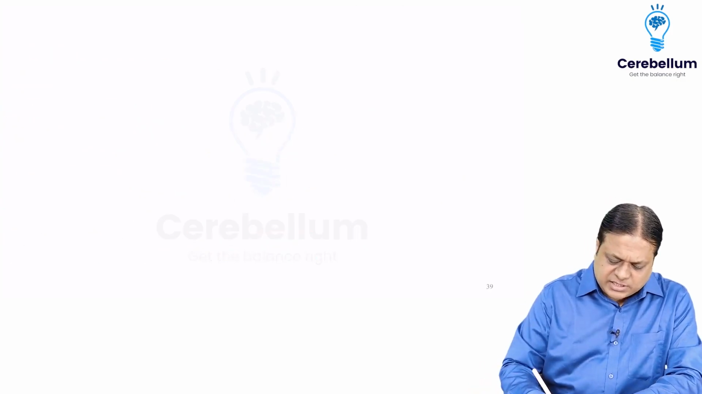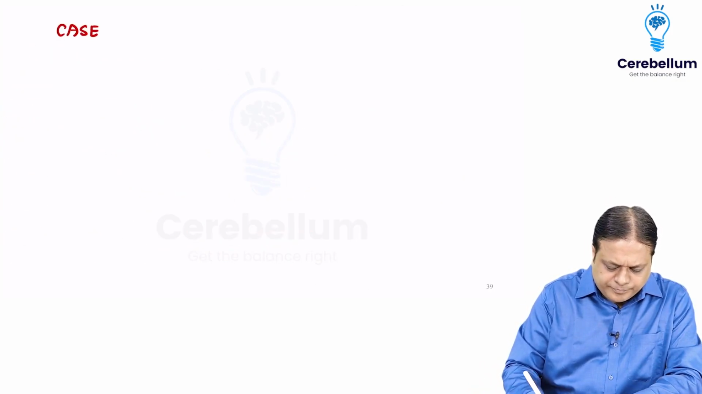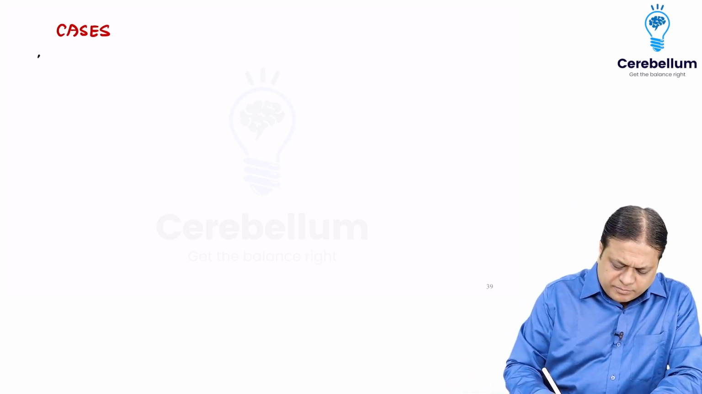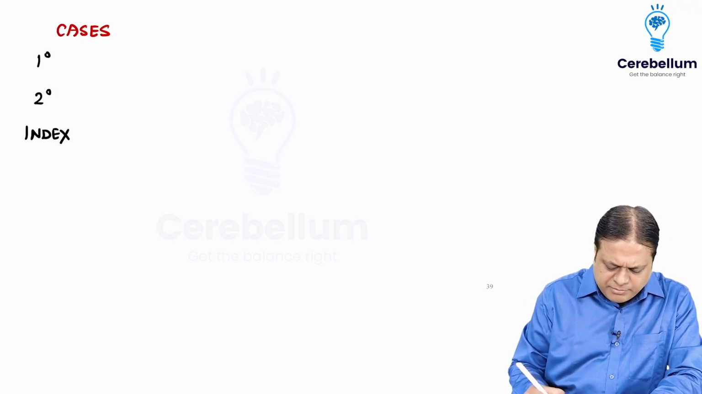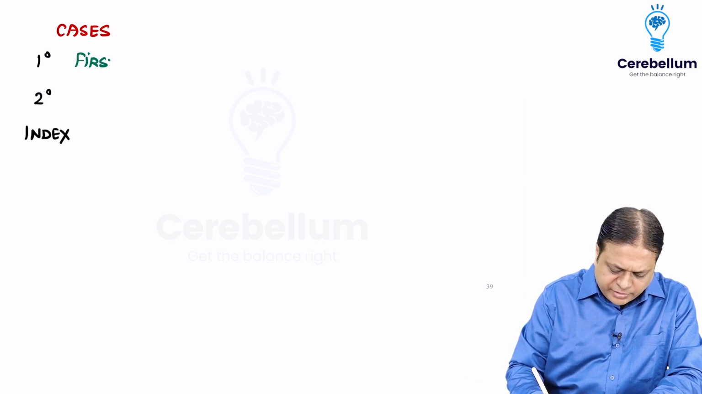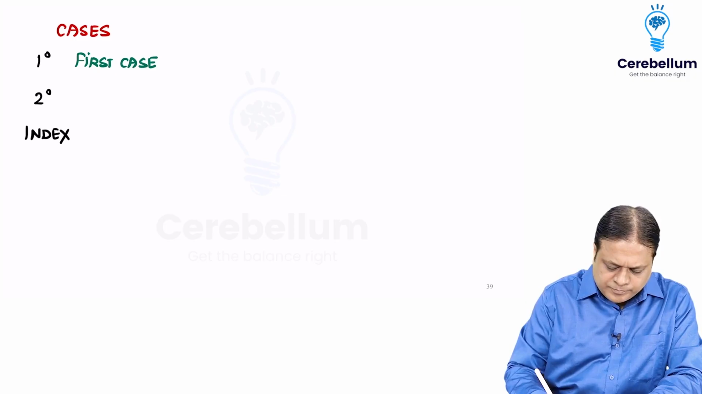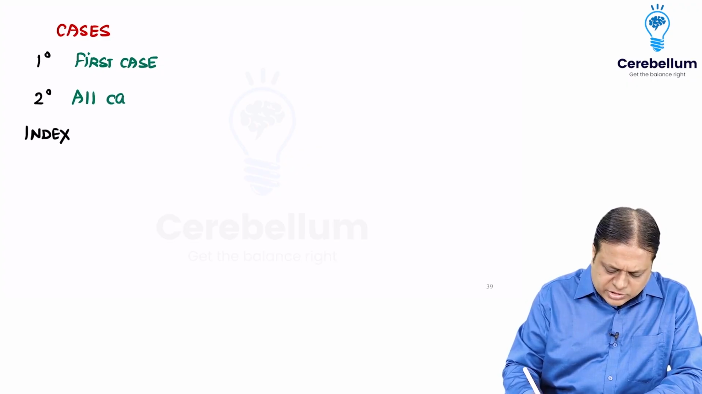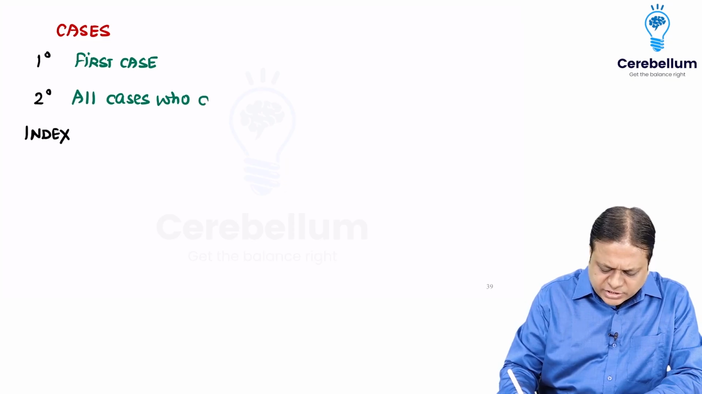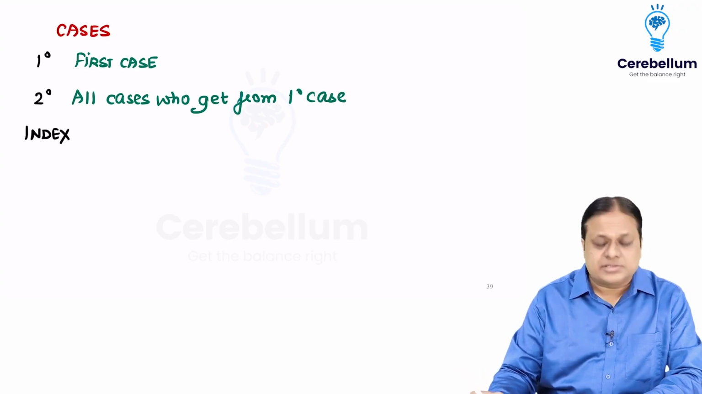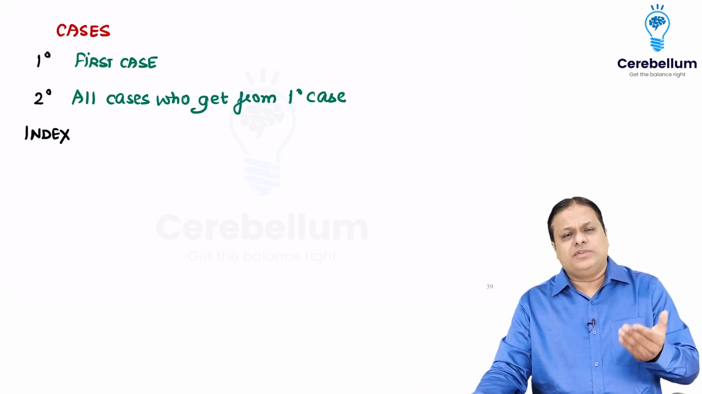Definition wise, types of cases. Cases are of three types: primary, secondary, index. When we look at primary case, what is a primary case? Primary case is a case which is first. So, first case of a disease in a community. Secondary case is not second case. These are all cases who get infection from primary case or develop from primary case. And primary case could be 1, 2 or even more also.